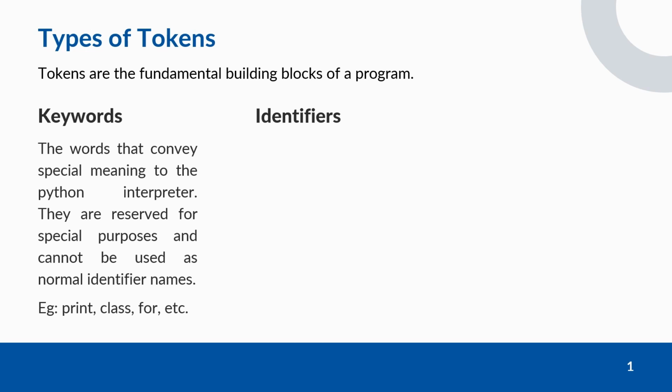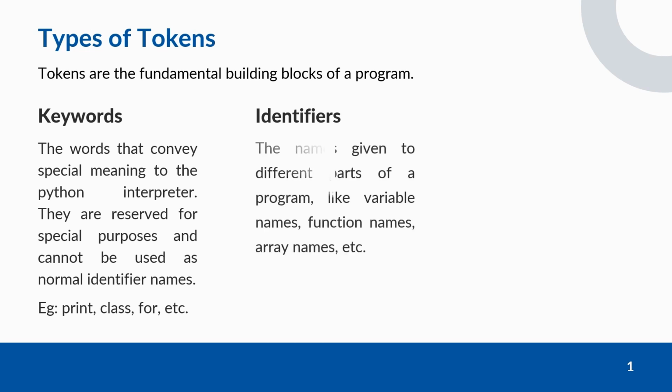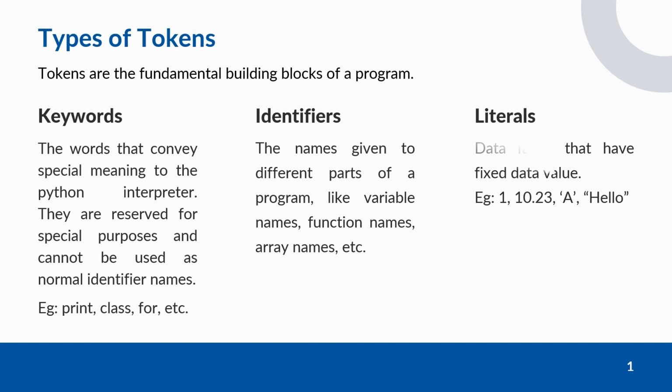The second one is an identifier. Identifiers are the names given to different parts of a program, like variable names, function names, array names, etc. Identifiers are created by the users by following a set of rules. The third one among them is literals, which are the data items that have fixed data values. In other words, all constants, both numerical and alphabetical, fall under the category of literals. For example, the integer 1, the decimal 10.23, the letter A and the word hello are the various types of literals in Python.